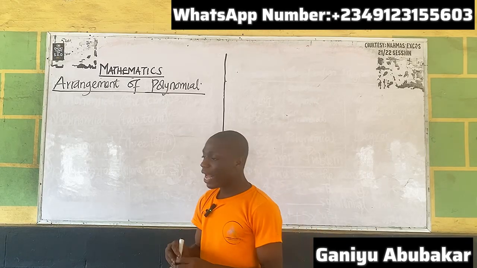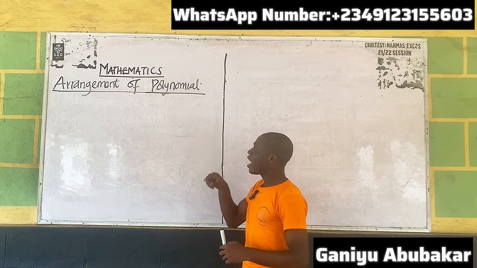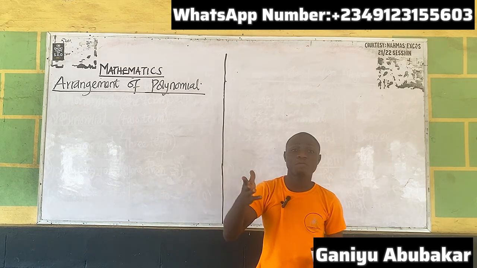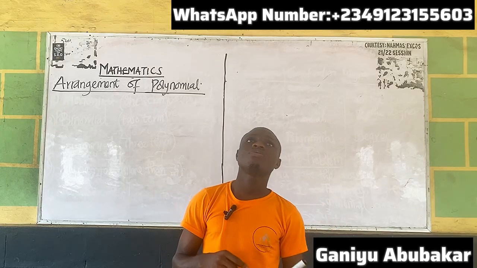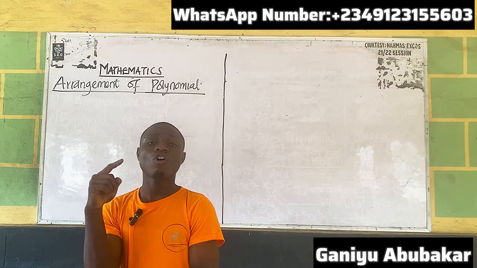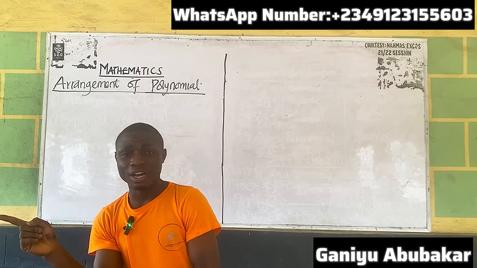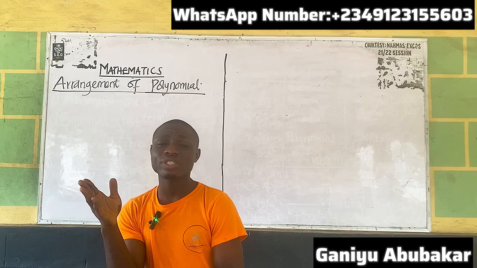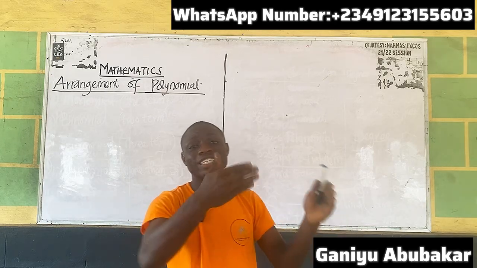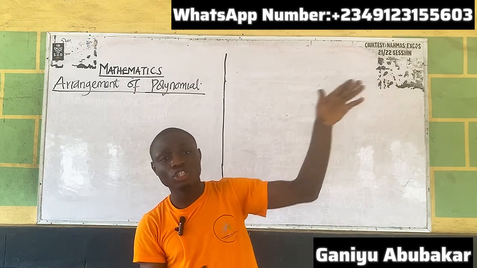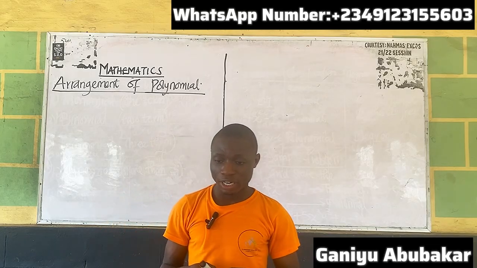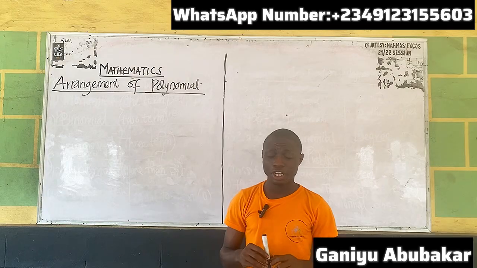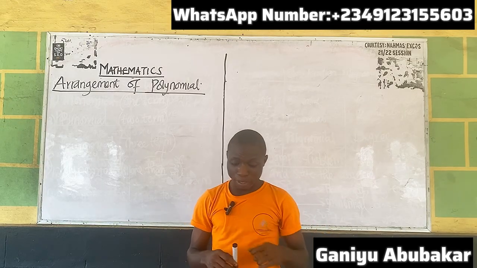Aside from that, the arrangement of a polynomial is called the standard form of the polynomial. So they can tell you, write out the standard form of this polynomial. What they mean is arrange it. And when it comes to arranging, start in descending order, that is from the highest to the biggest term there. So let's take an example to further explain arrangement of a polynomial.